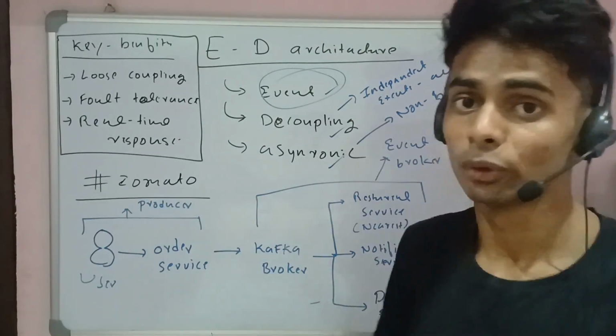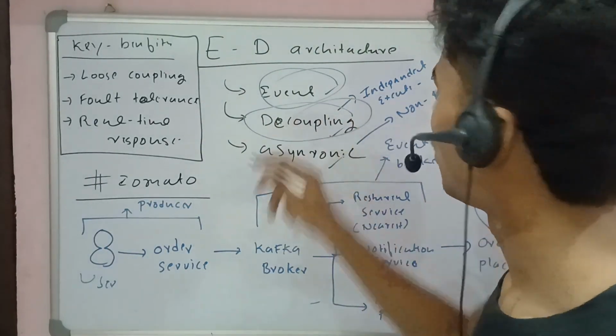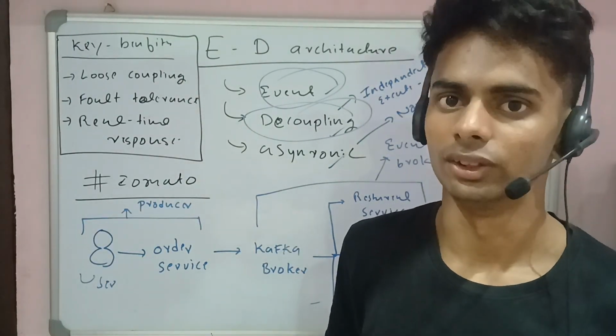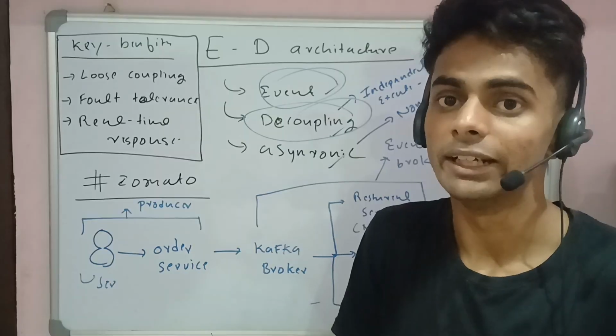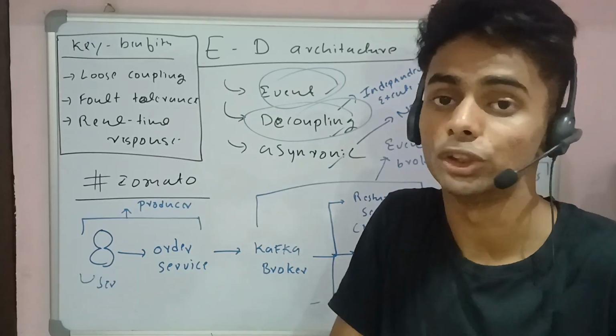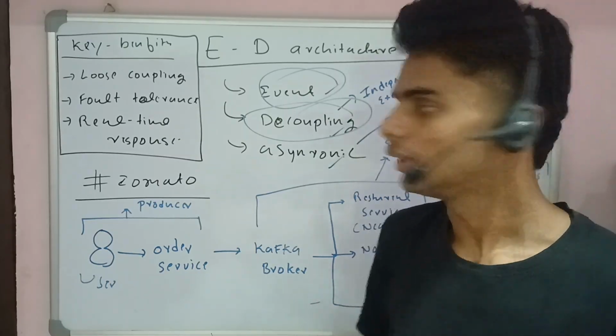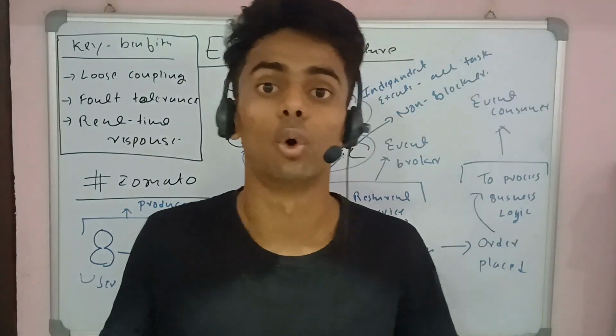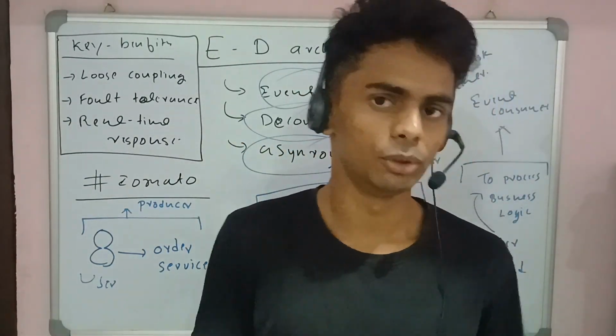If this particular event happens, they decouple all the tasks of that event into different nodes and different layers, in such a way that they are executed independently. And the third one is asynchronous, which acts as a non-blocker. For example, sometimes you try to make a payment.